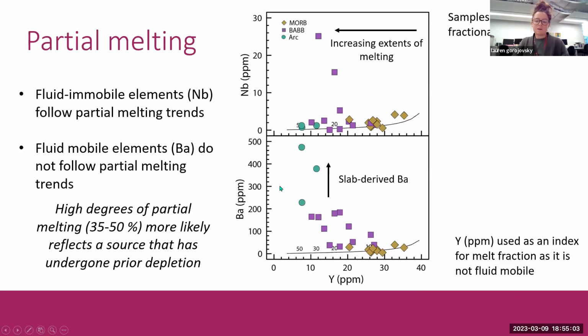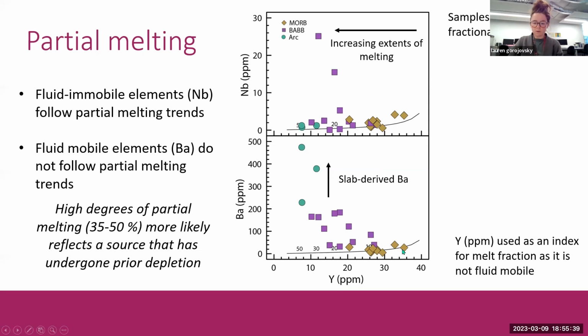As a next step, I've investigated the partial melting behavior of the elements in the Manus Basin. On the top here, I've modeled the partial melting trend for niobium, and on the bottom for barium. As we can see, we can reproduce the niobium contents quite well, which are fluid immobile. For barium, we don't reproduce them very well, except for the mid-ocean ridge magmas, which have the lowest slab component. So this departure is most likely coming from a slab addition.